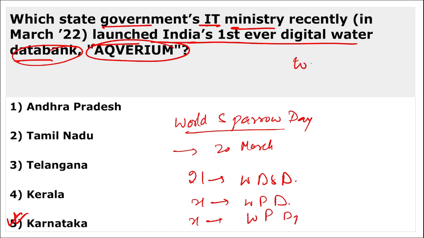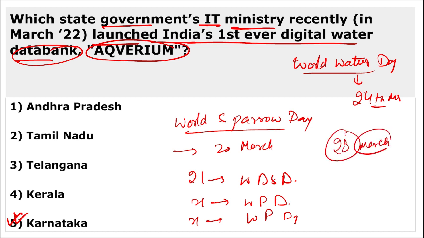When do we observe World Water Day? Important one. World Water Day. It is observed on 24th of March. World Water Day. Similarly, remember Shahid Divas. On 23rd of March we observe Shahid Divas or your Martyrs Day.